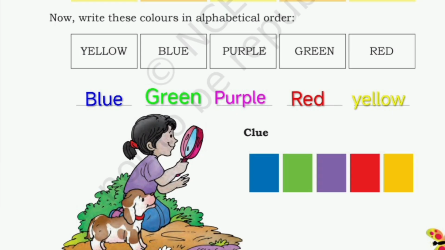Now write these colors in alphabetical order: yellow, blue, purple, green and red. So using alphabetical order, the first color will be blue. Next is green. After that purple will come, then red and lastly yellow. You can use the clue given below. In this clue, the colors are arranged as per the alphabetical order: first blue, green, purple, red and yellow.